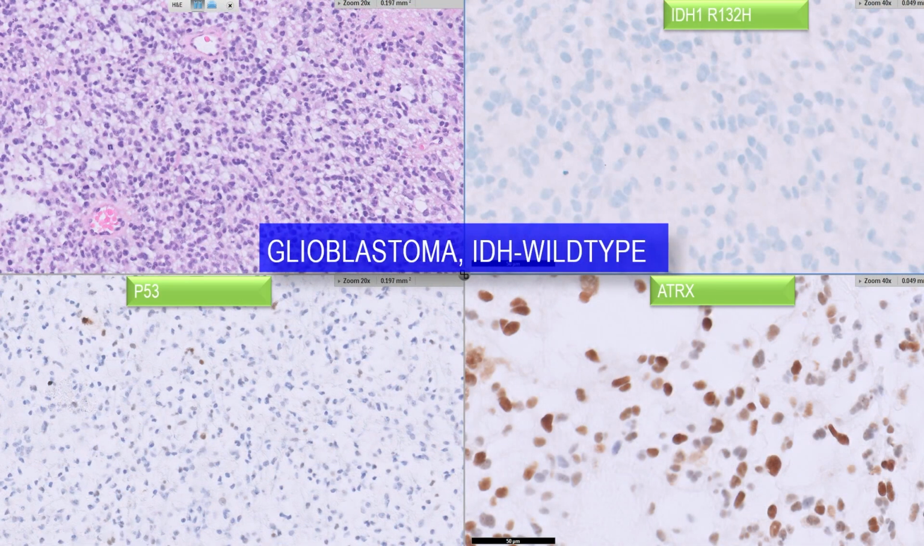So here was an IDH wild-type glioblastoma. Histology here, negative for the IDH1 R132H. Again, you might have to do sequencing to prove it's not one of the other ones, depending on the age and other things. ATRX is intact here.